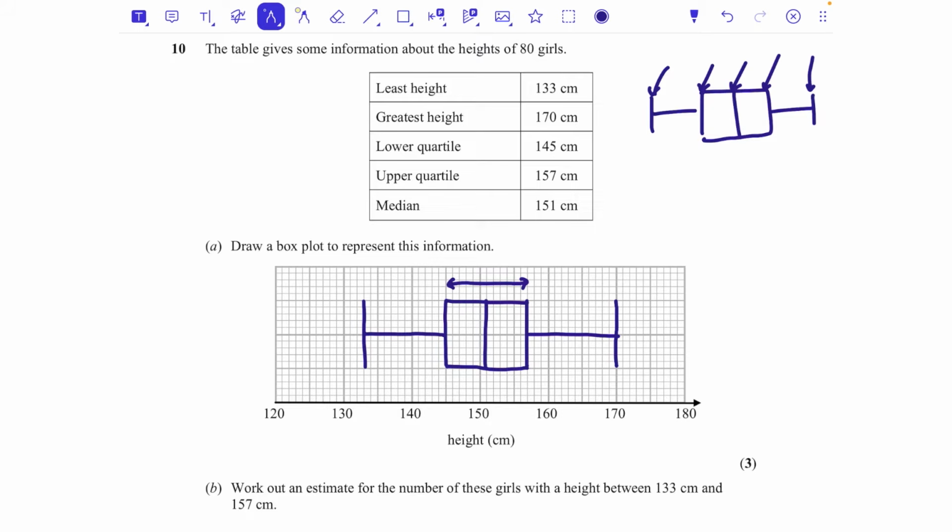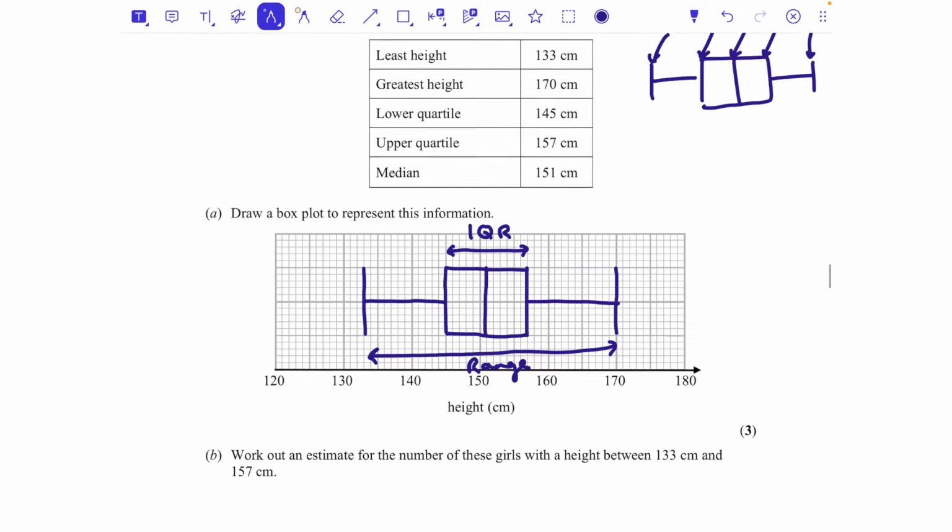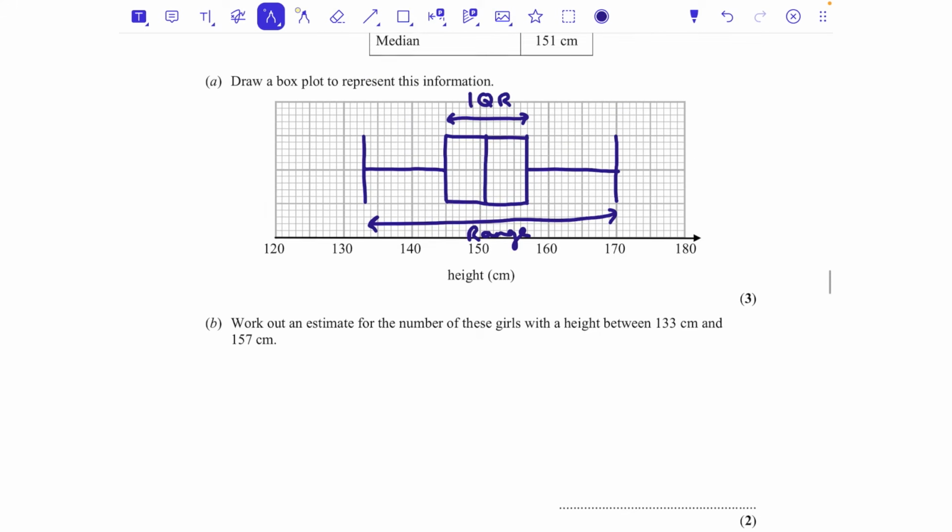A couple of other things that are worth talking about is that this value here, so the difference between the upper quartile and the lower quartile, that's called the interquartile range. And obviously the range we know is the difference between the highest and the lowest value. So if you're ever asked about the data, you can talk about consistency by talking about those values. I don't know if we're asked about that on this. No, I don't think we are.